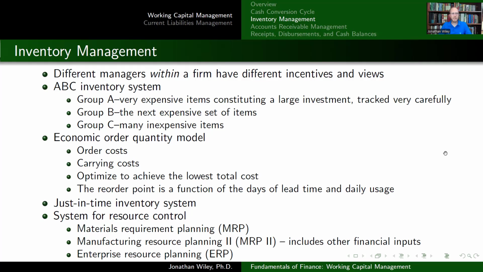One way this can be approached would be the ABC inventory system. The idea there is to group inventory into buckets or categories. Category one, or Group A, would be very expensive items that constitute a very large investment. We're going to track that very carefully. We may not have a lot numerically of those items, but since they're so expensive, they may account for a large proportion of the inventory amounts. We're going to focus on that a lot, and make sure that product is moving effectively in terms of sales and so forth.